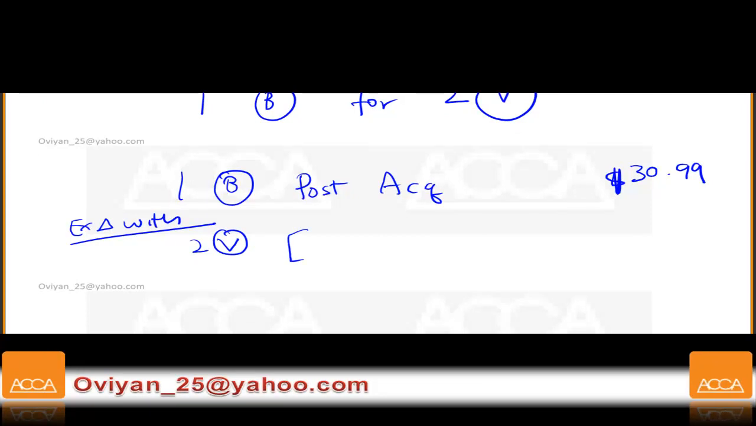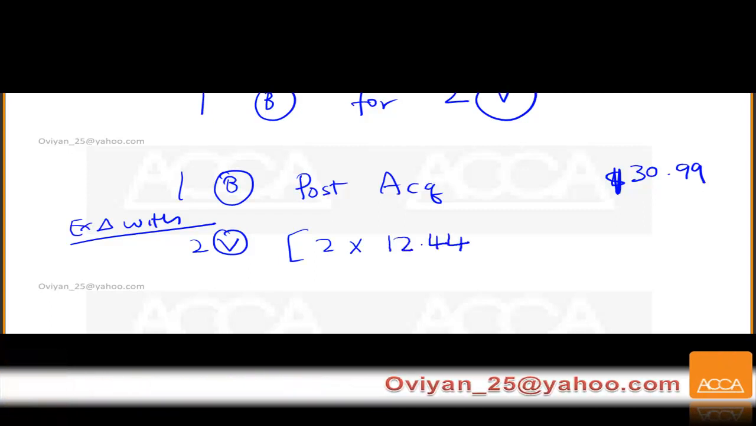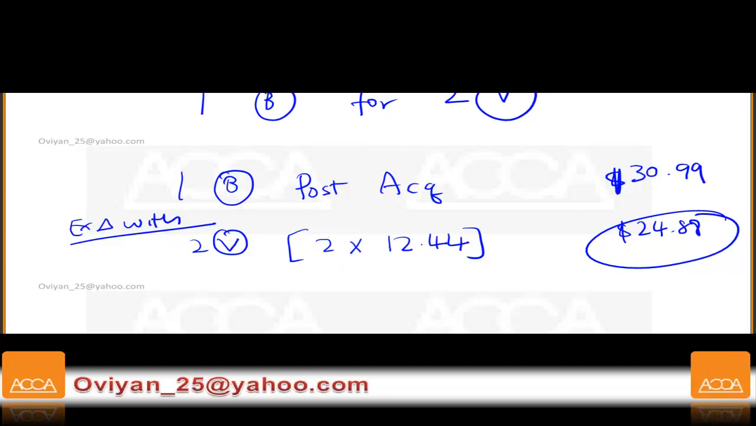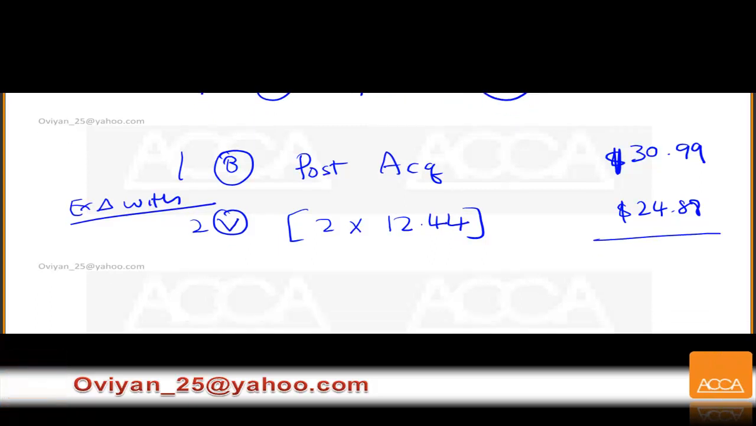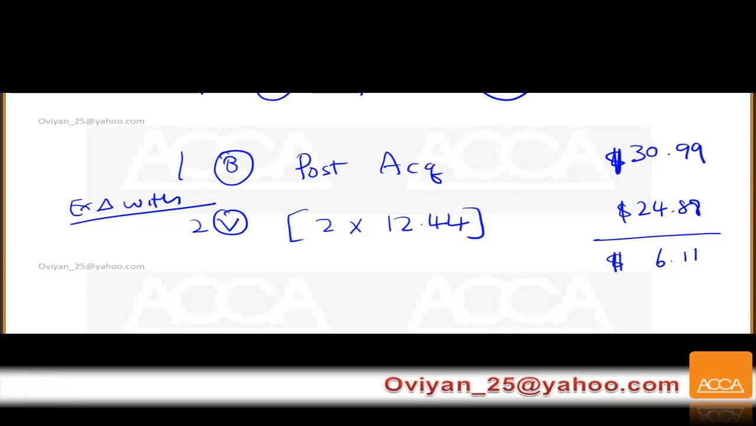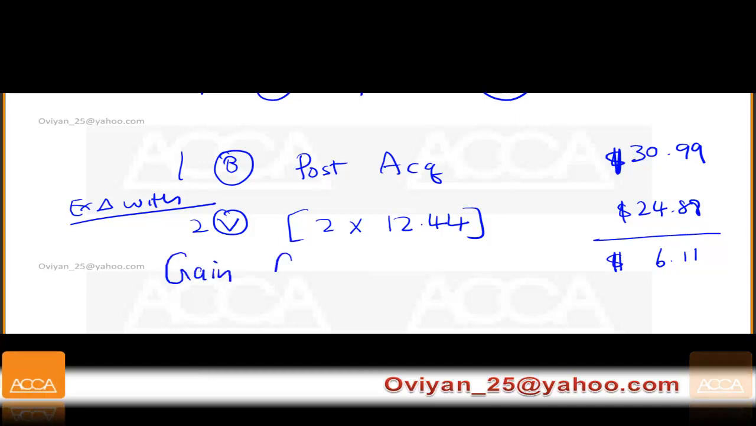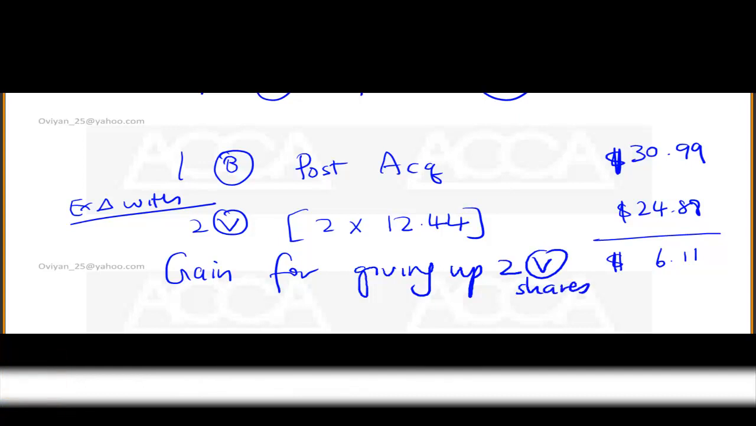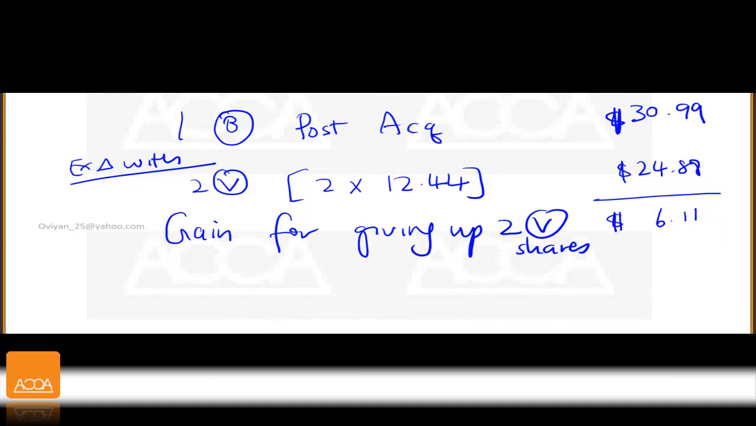2 Venitra shares is worth 2 multiplied by, in your part A of the question, you have done at 12.44. So you're going to get 2 times 12.44, which gives you 24.88. In other words, they let go of 24.88. They let go of 2 of their shares to take over 1 Bergoni share. So in other words, they have got a gain of $6.11. Now remember, this $6.11 is a gain for giving up 2 Venitra's shares.